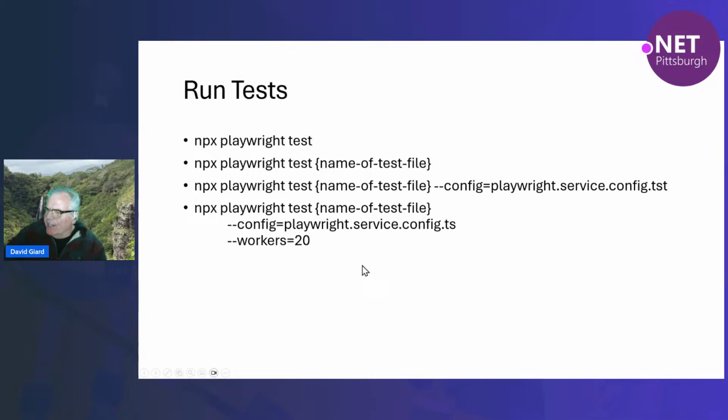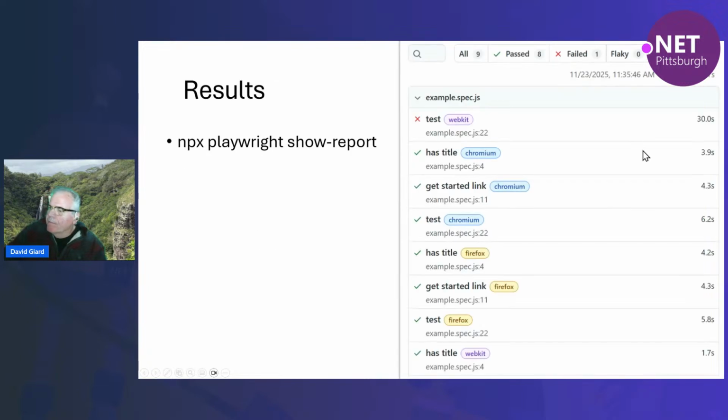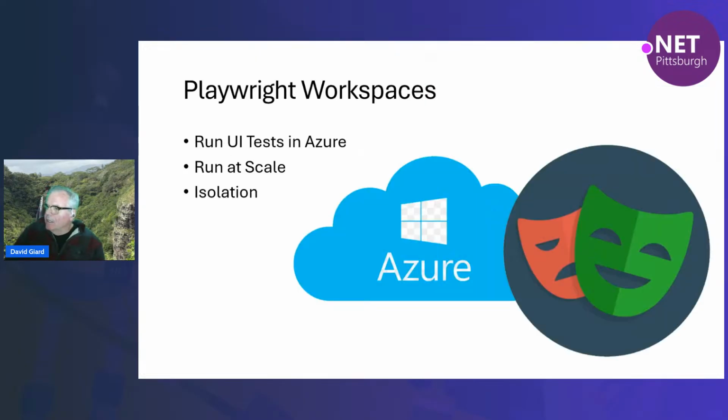It's smart enough to say, I'll just spin up as many workers as I need up to this number right here. When the results come out, there is a report that comes out that tells you which tests pass, which test fails. This green check mark, as you probably can guess, means it passed. The X means that it failed. And if I clicked on that, then it would show me more details about the test.